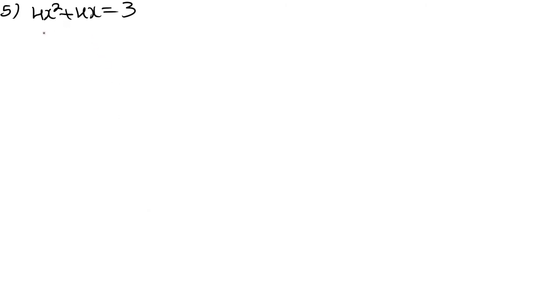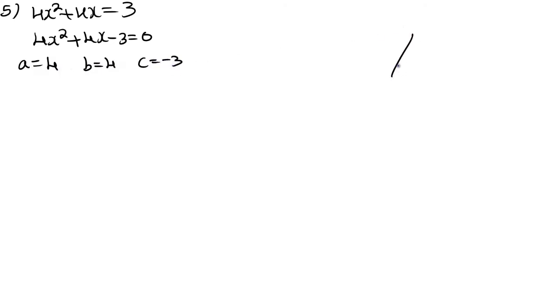See the next question. 4x square plus 4x equal to 3. First you need to rearrange this equation. You can write it as 4x square plus 4x minus 3 equal to 0. Okay. Now see, a value is 4, b value is equal to 4, c value equal to minus 3. Okay. Now factorize that one.